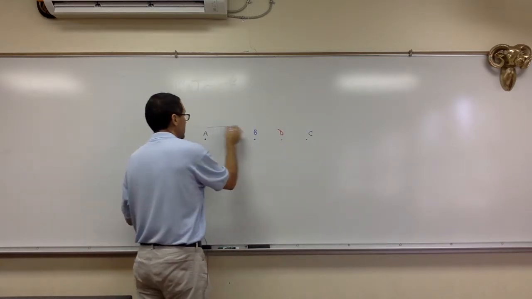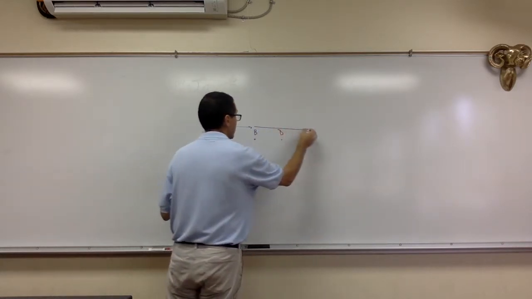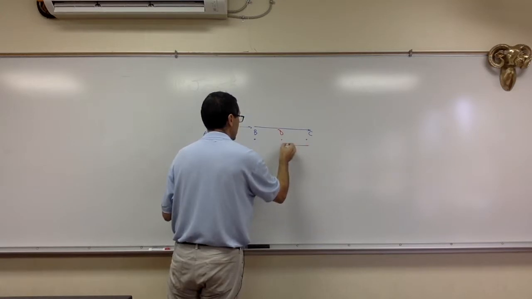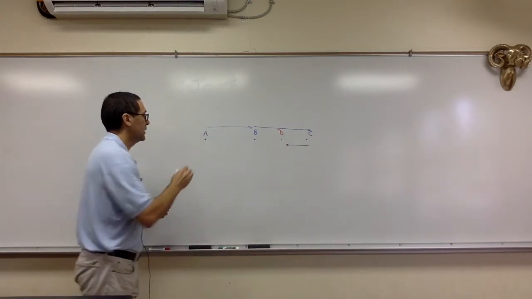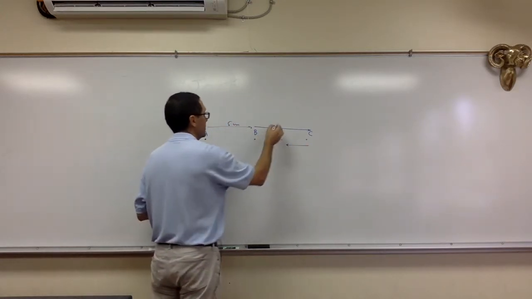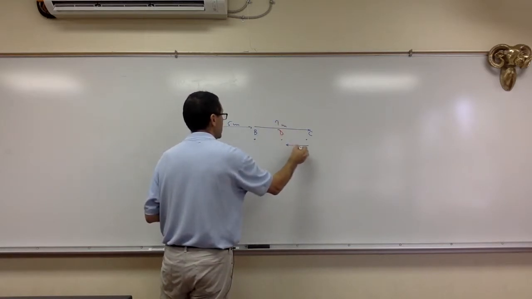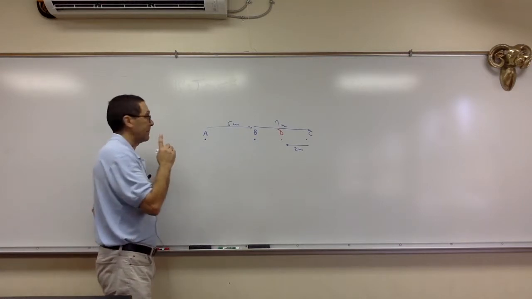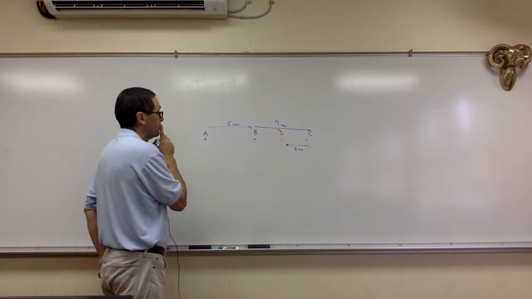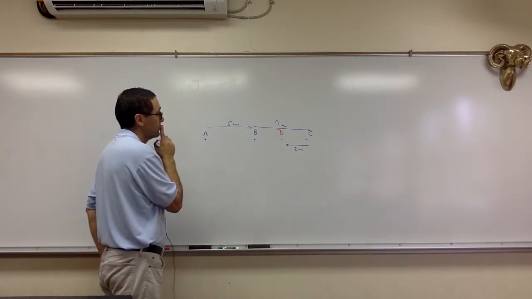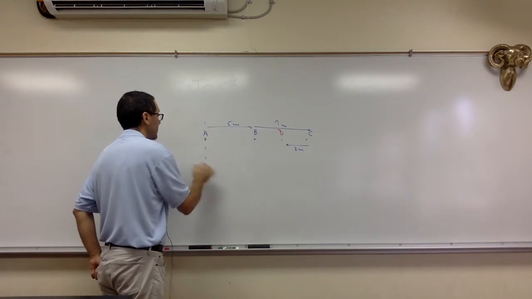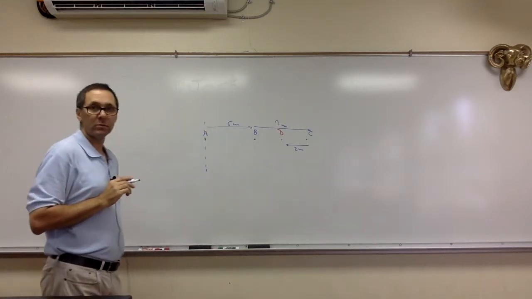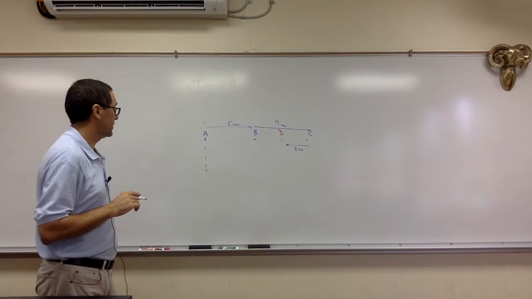So basically I do this, okay, and I come back here. And let's say this is 5 meters, this is 7 meters, and this is maybe 2 meters. Okay. Now, my displacement. Now we can set an origin. So I'm going to set this as my origin, my starting point, just for convenience.